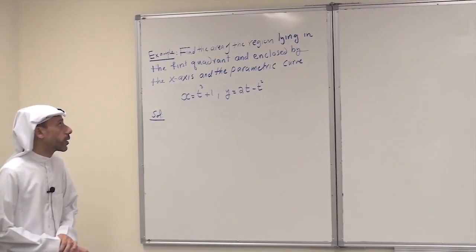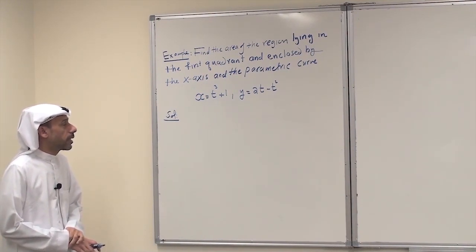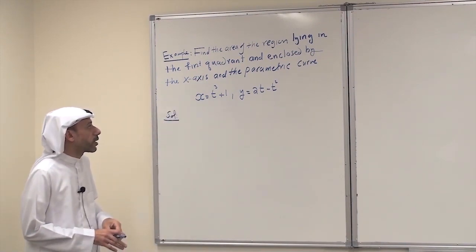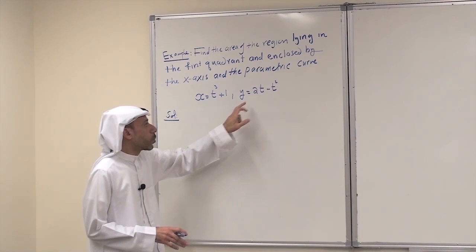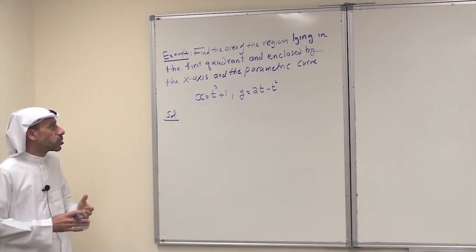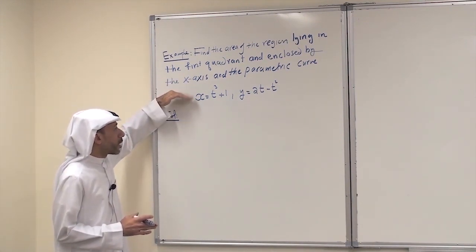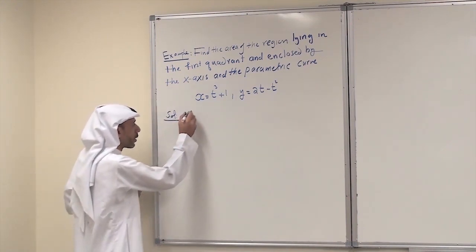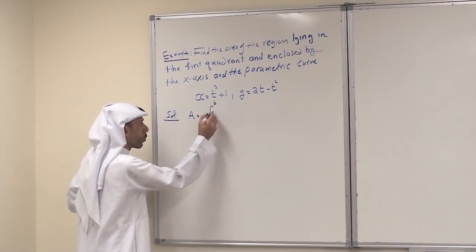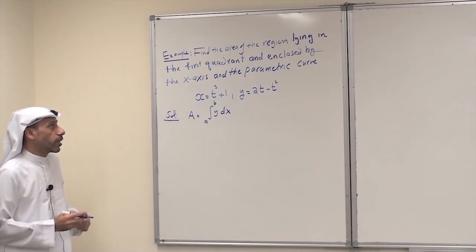Let's now consider the following example. Find the area of the region lying in the first quadrant and enclosed by the x-axis and the parametric curve x equals t cubed plus 1 and y equals 2t minus t squared. It is an area problem, so initially, since the region is above the x-axis, the formula is directly the following: A equals the integral from a to b of y dx. This is the initial formula for the area.